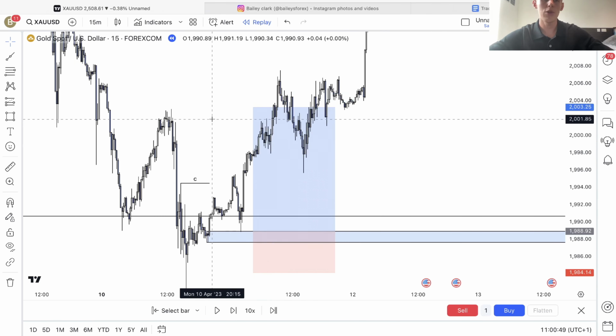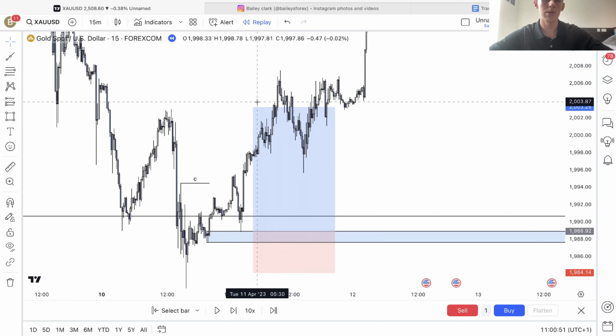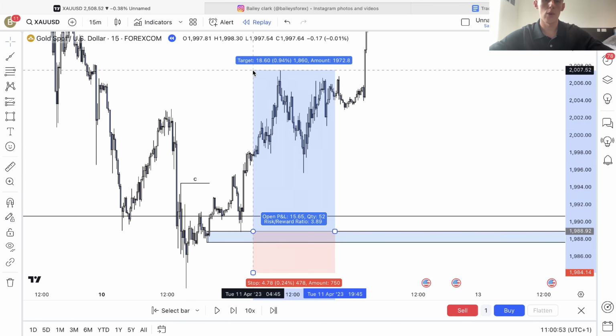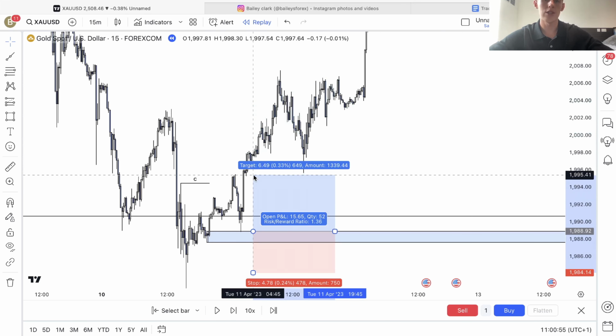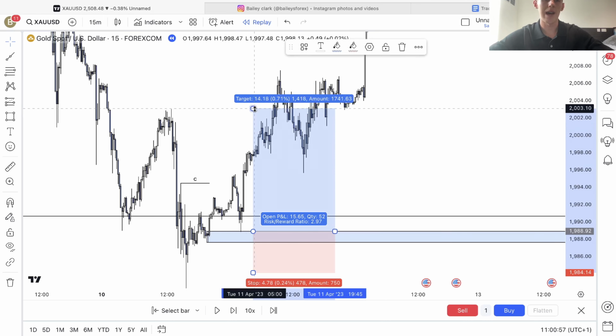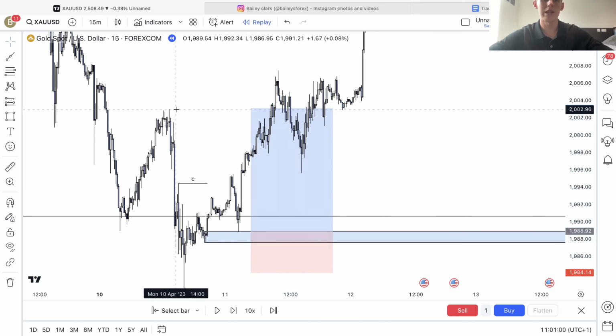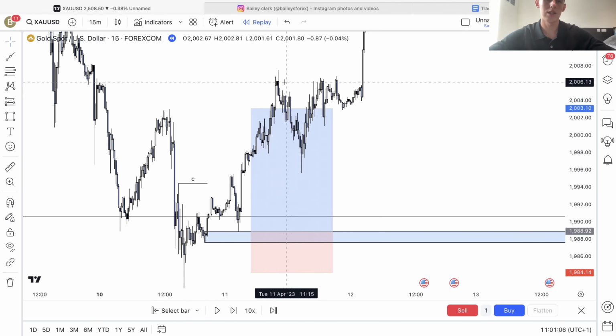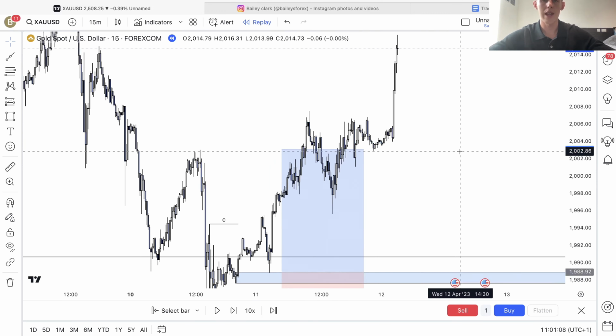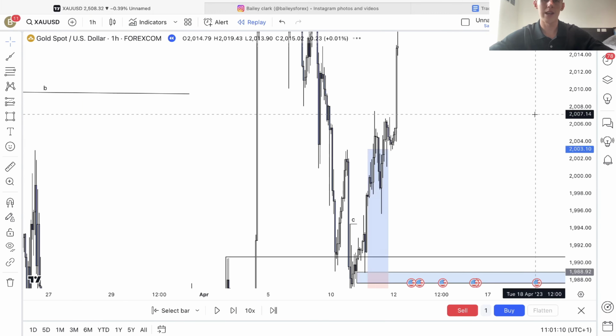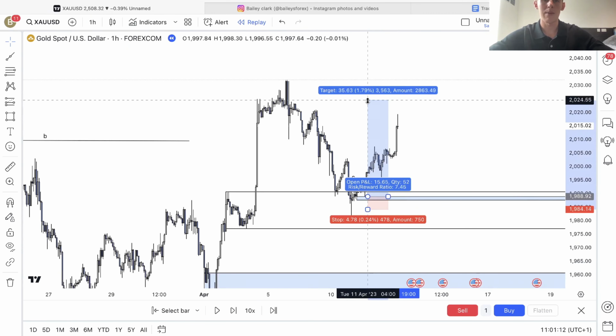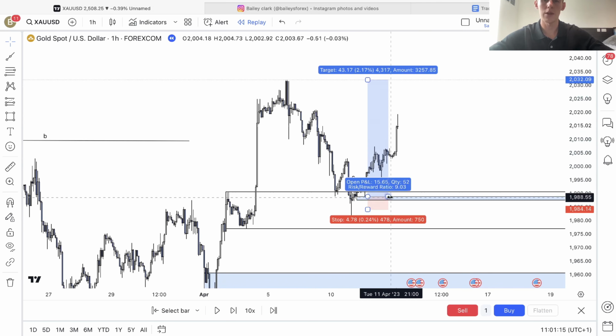Point being, if you can't handle seeing price go from 4% to less than 2%, then I would get out of the trade at these previous liquidity levels. If you are psychologically trained enough to hold through this, then you could instead target the higher time frame high up here for a much bigger risk to reward.